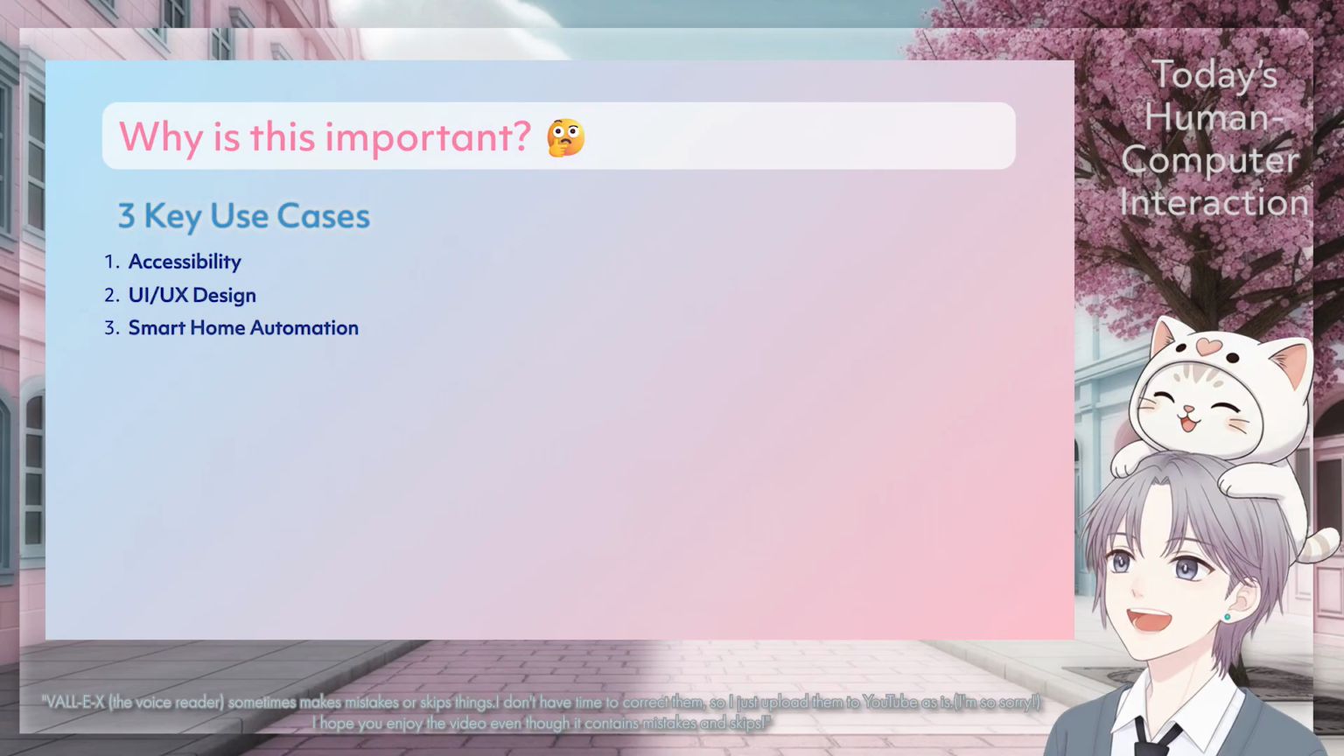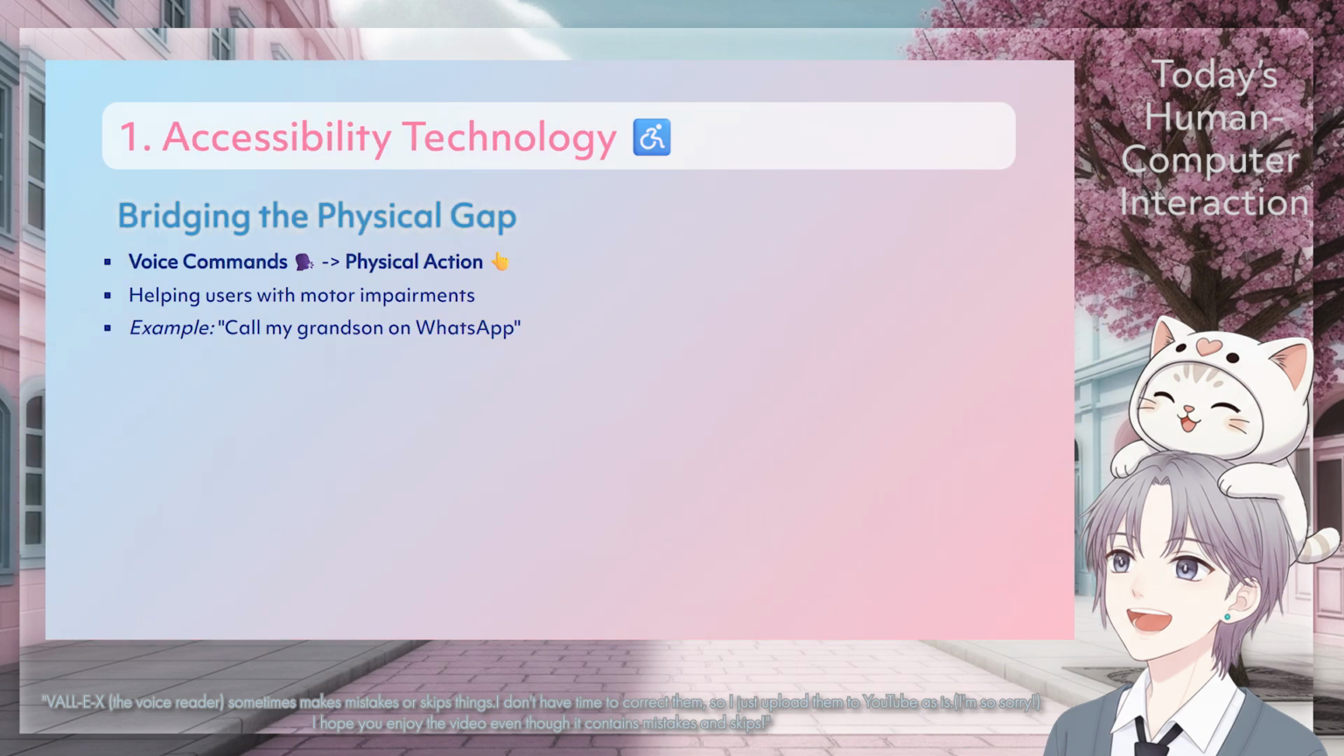Now, let's think about why this is important for our everyday lives. We're going to give you 3 specific examples so you can really understand the impact. First, let's talk about accessibility technology. This is huge. Imagine a person with severe motor impairments who cannot hold a phone or whose hands shake too much to tap small icons. With Ichino-ani, they could use a voice assistant to say, "Call my grandson on WhatsApp." The robot arm, watching the screen, would physically navigate the app, find the name, and tap the call button. It bridges the gap between the digital world and the physical constraints of the user.